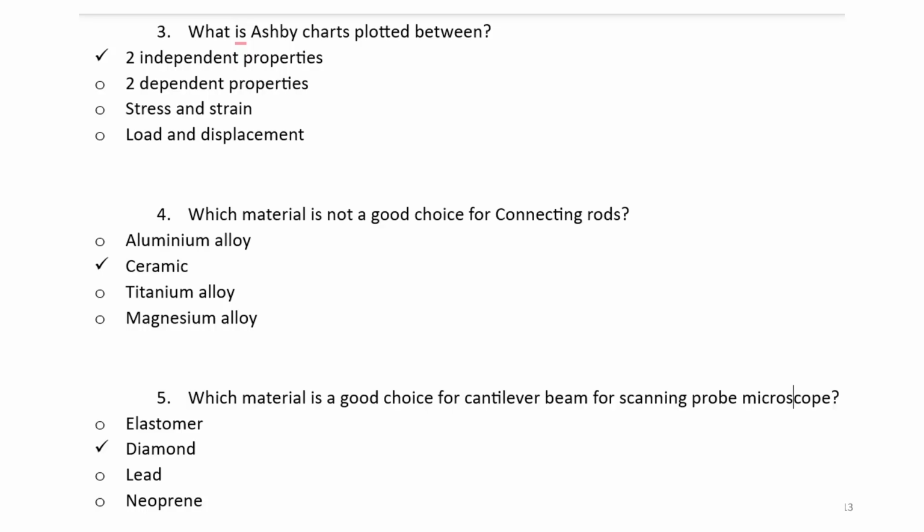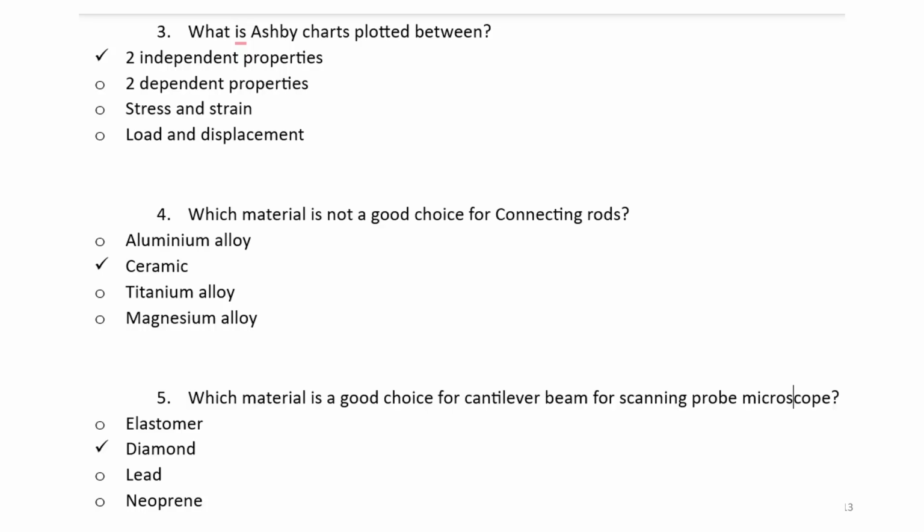Next question is, what are Ashby charts plotted between? So your options are two independent properties, two dependent properties, stress and strain, or load and displacement. The stress and strain curve is different compared to Ashby charts, and Ashby charts are basically drawn between two independent properties. So it can be plotted such that elastic modulus versus density, or elastic modulus versus endurance limit, and so on.